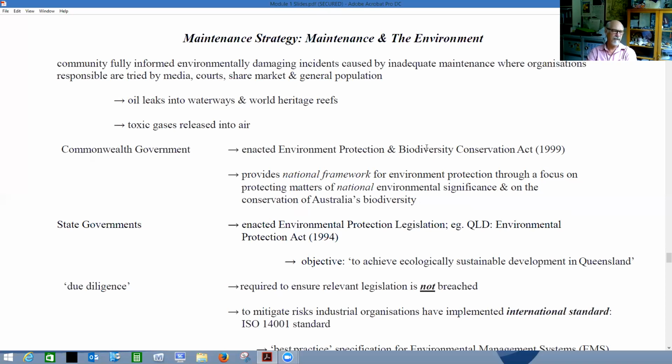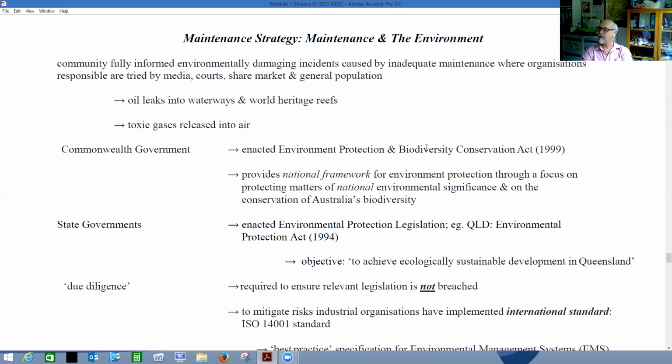Then things like oil leaks into waterways that then get into maybe the reef. Toxic gas is released into the air, and again, worldwide, there are classic, sad examples of these things where the company has been seen to be liable for not providing a safe workplace. So, very, very conscious of these things. So the Commonwealth Government enacted the Environment Protection and Biodiversity Conservation Act in 1999, which provides a national framework, again federal government, Commonwealth Government, looking at things nationally. State governments look at things on the state level, and again, each of the state governments and the territories have these kinds of things.